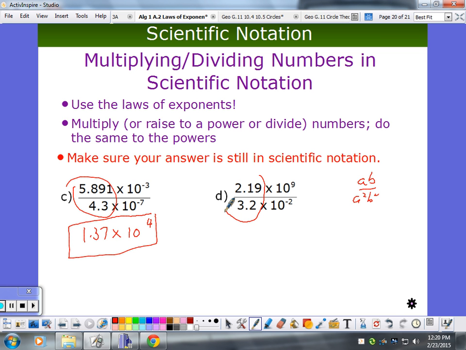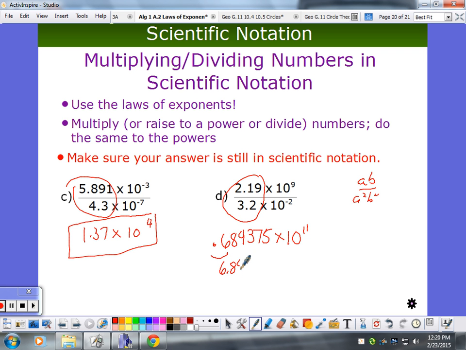Now you divide 2.19 divided by 3.2. I did this one before. What did I get? 0.684375. Yeah. And you move it. Wait. Now what happens with my power of 10? 11. 9 minus negative 2. Is this scientific notation? No. What's wrong with it? Okay. All right, Sam, tell me what I have to do here.